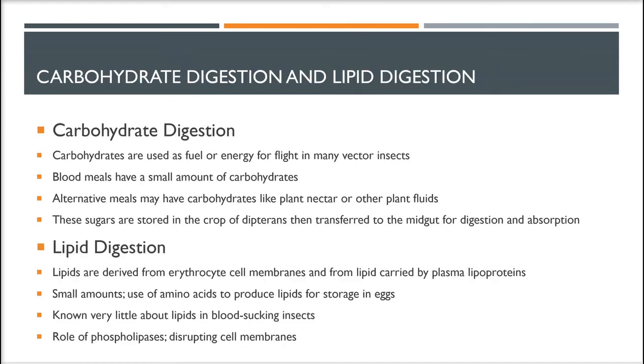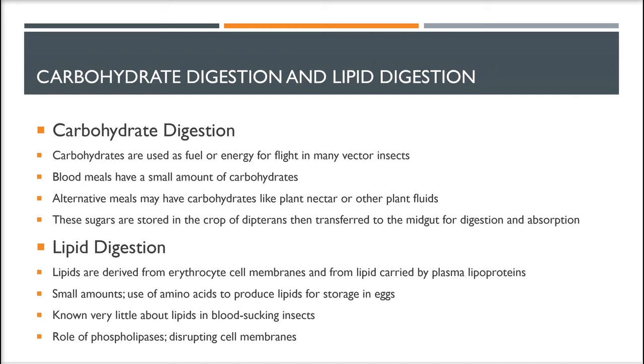Carbohydrate digestion and lipid digestion. Carbohydrates are used as fuel or energy for flight in many vector insects. This is very important for transportation and acquiring blood meals from hosts. Blood meals, as discussed before, have about 20% protein and 80% water. Even though this closes off at 100%, somewhere there are other macromolecules but in low numbers. Blood meals have a very small amount of carbohydrates compared to proteins.